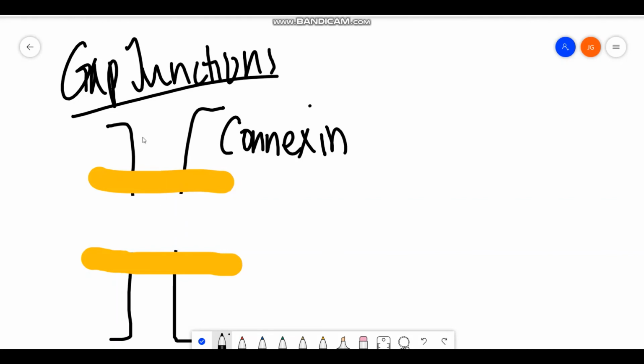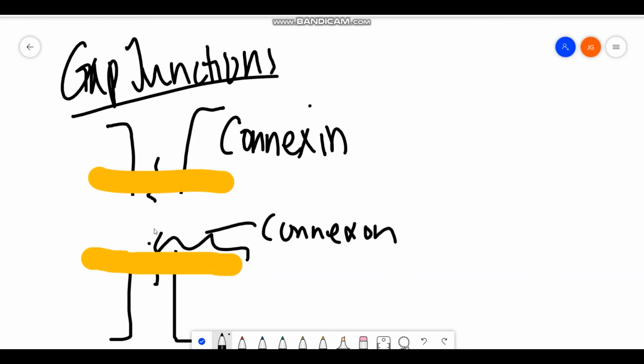Anyway, you can kind of see what I'm trying to do here. Each cell is going to have its own. They're called connexons. So each half unit is called a connexon. Each cell is going to have their own. They're going to bind very tightly, and that's going to be your gap junction. It's going to provide a tunnel for things to pass in and out.